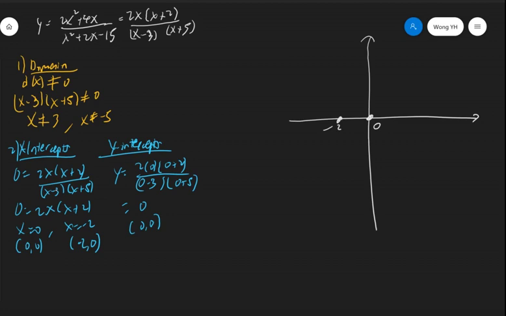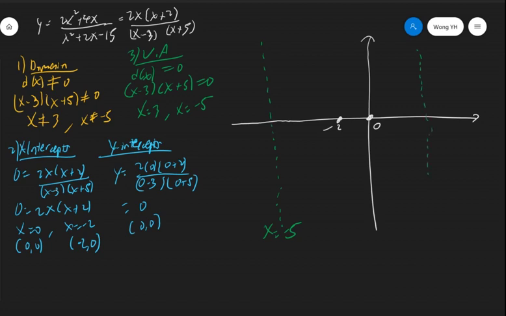Okay, the third information that we can find is known as your vertical asymptotes. So take the denominator, set it to 0: (x minus 3)(x plus 5) equal to 0, x equal to 3, x equal to minus 5. So let me make the graph longer here. x equal to minus 5 is somewhere here, so we have a dotted line somewhere here. Okay, x equal to minus 5. x equal to 3 is on the other side, so we have another dotted line, which is the VA over here. x equal to 3.